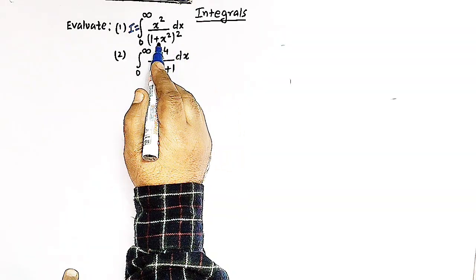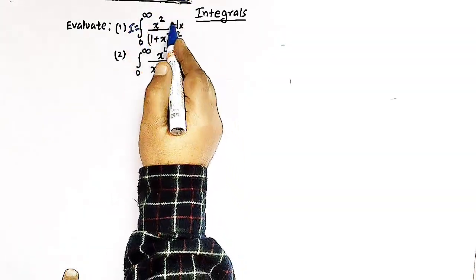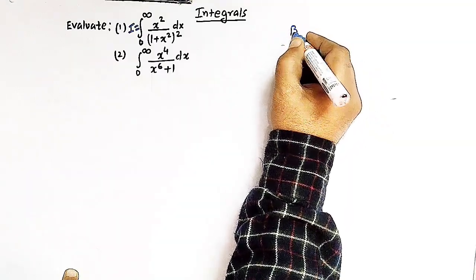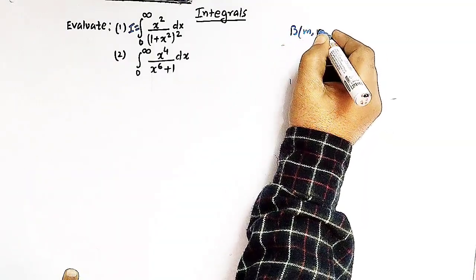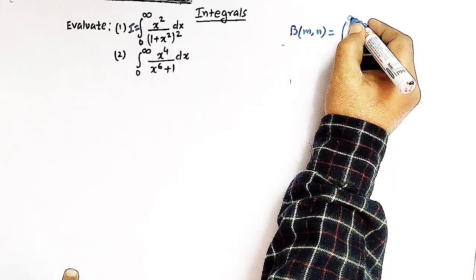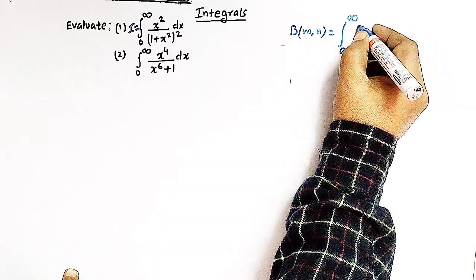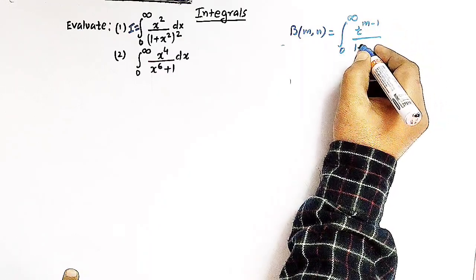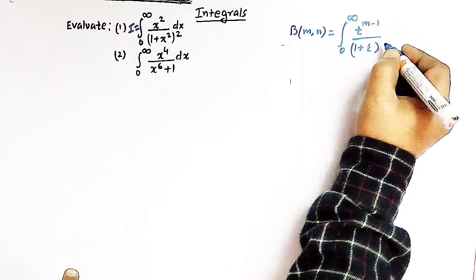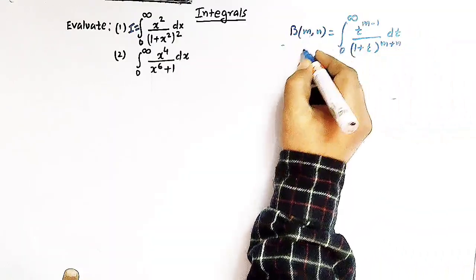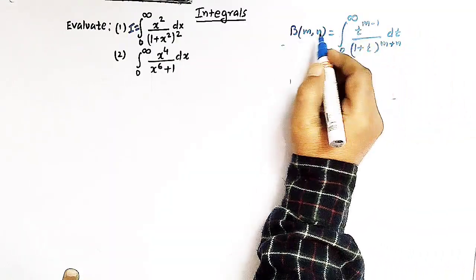So the method of substitution reduces this integral into the beta function, which is defined as beta m comma n, that is equal to the integral 0 to infinity of t raised to m minus 1 divided by 1 plus t raised to m plus n, dt, right, where m and n are greater than 0.